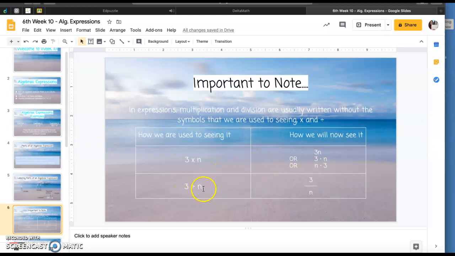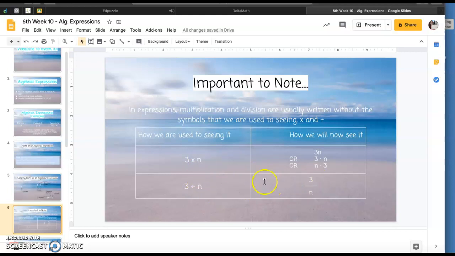Over here we have 3 divided by n. Remember that every fraction is a division problem. So usually with expressions, you'll see 3 divided by n written as a fraction. All right, so something over something. It's a fraction, it's a division problem. So you're not going to see much of these anymore. You'll start seeing this.